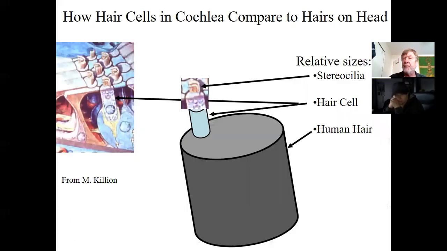Now here's a human hair. Here's a hair cell. And don't forget, on the hair cell are 100 hairs. And that's why I always say hair cells really are like the hair on the wart and the frog and the log and the hole in the bottom of the sea. They are small.